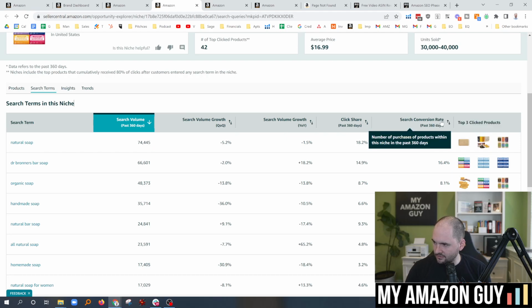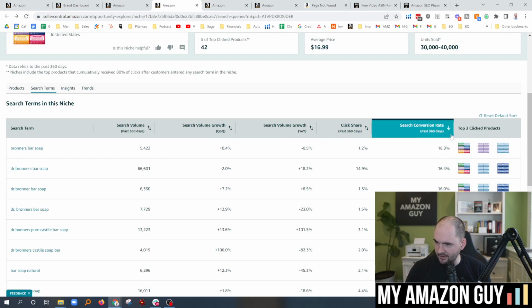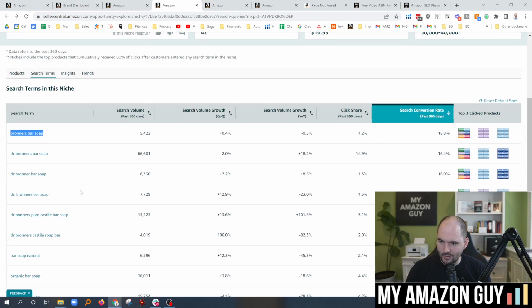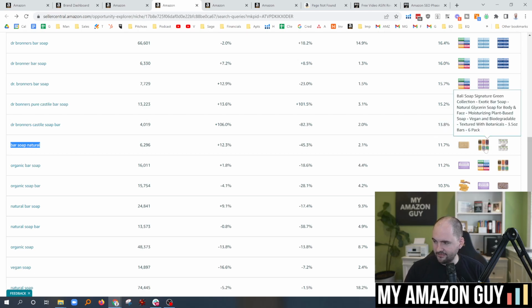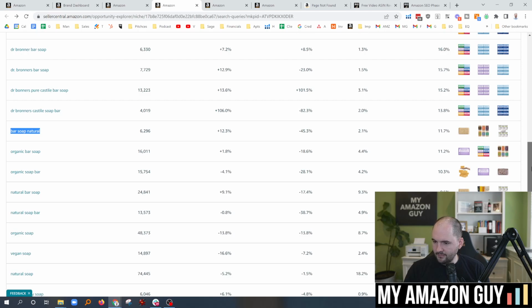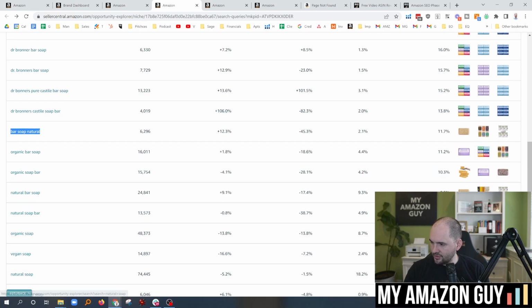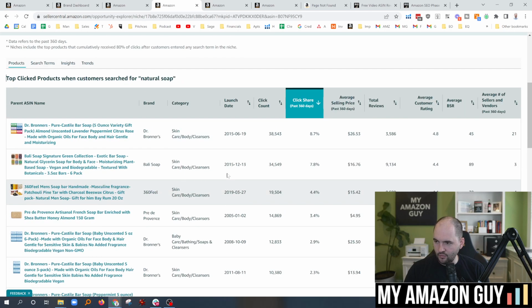I'm just curious, what product keyword has the highest conversion rate? Well, their brand name, Bronner's, is showing up at the top. Not a surprise there. But the first non-branded keyword, bar soap natural, they have 11% conversion rate. That's very good for them. And natural soap is another good keyword here. We're seeing this product, which is one of my competitor products. So I'm curious, if I click on my competitor's product, what do I see?